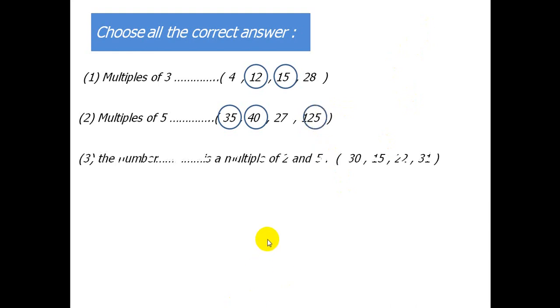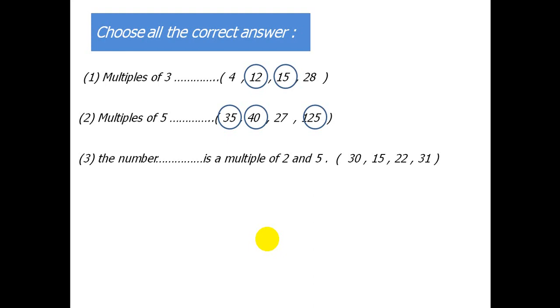Okay, the third one here, he said the number is a multiple of 2 and 5. What is this? Okay, let's remember our notes. I said before, all the multiples of 2 are even. So we must find the even numbers, because he said here the number is a multiple of 2.